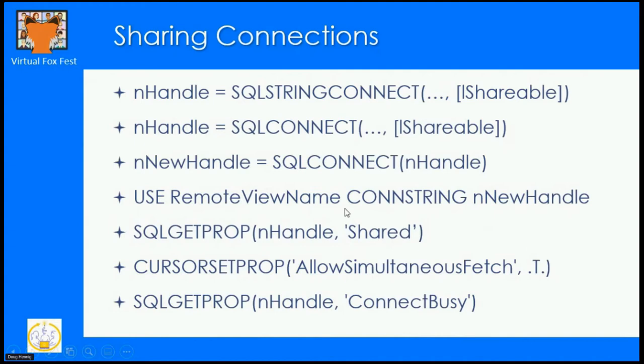One of the places you can use this is with remote views. For example, if you've already made this shared connection, you can then say USE remote view CONNSTRING and specify that handle, and now you're not making a new connection to the database at this point.